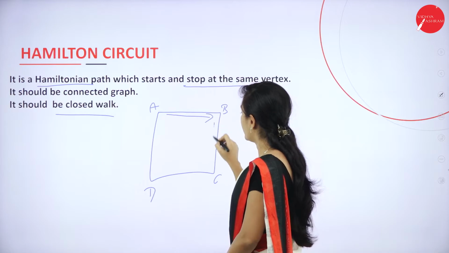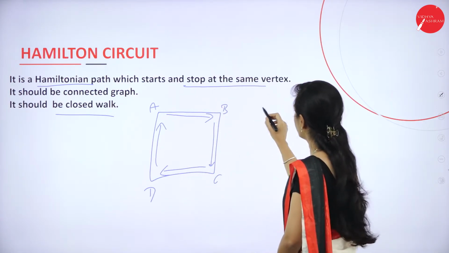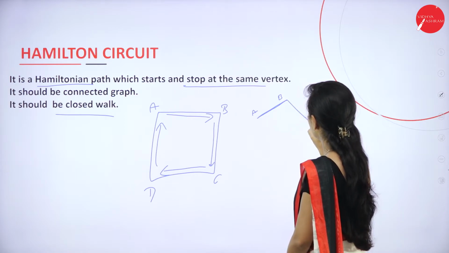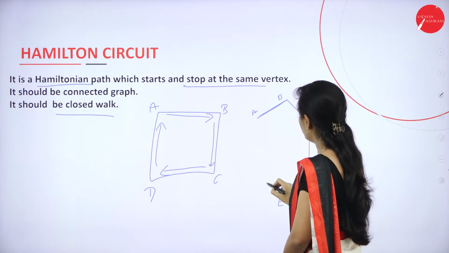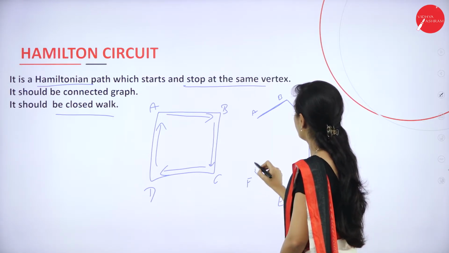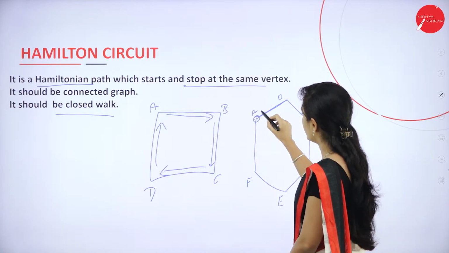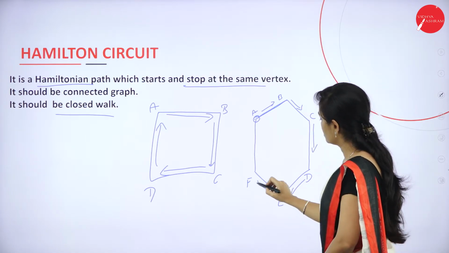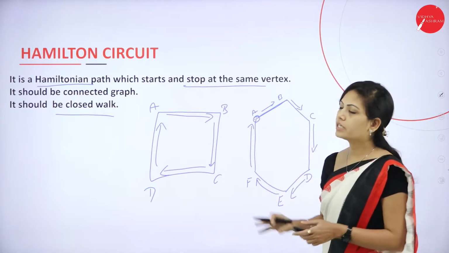So starting and ending vertex are same. And another example: A to B, B to C, C to D, D to E, E to F, F to E. So the starting point is A, again A to B, C, D, E, F and again A. So this is an example for a Hamilton circuit.